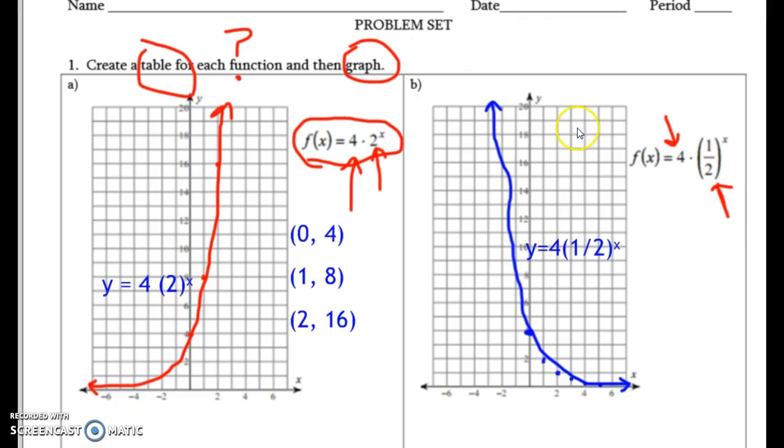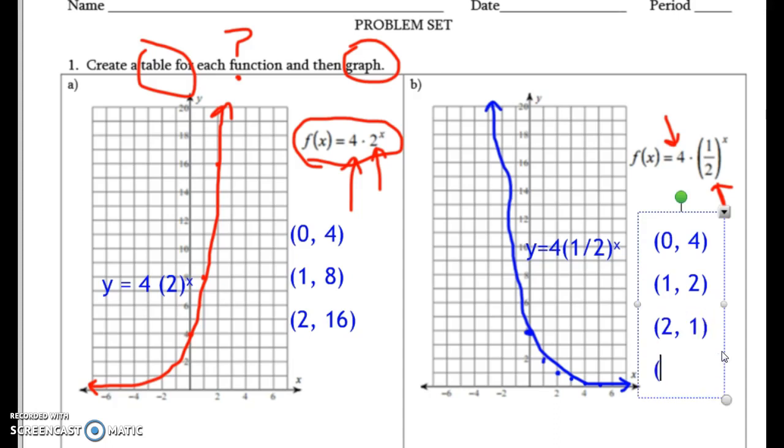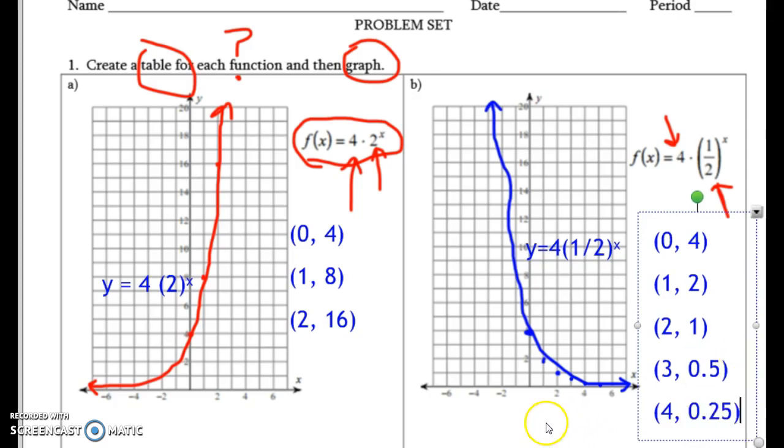And our table is going to look very similar to the previous example. We start with 0, 4. The next value is going to be 1, 2. We determined that that was going to be 2 because we're cutting our y value in half every time. 2, 1. We could even go to 3, 0.5, or you could write 1/2. Don't be scared of fractions, kids. And the last one you can write is 4, 0.25, or 1/4.